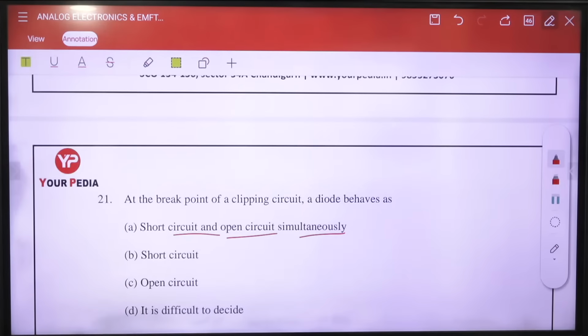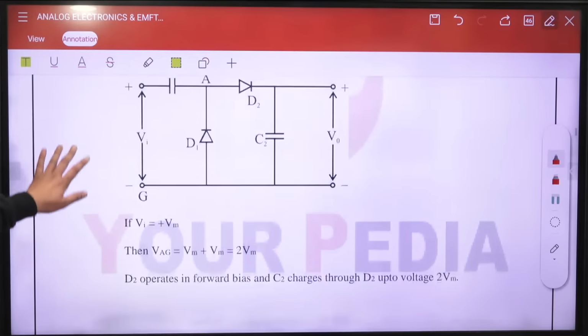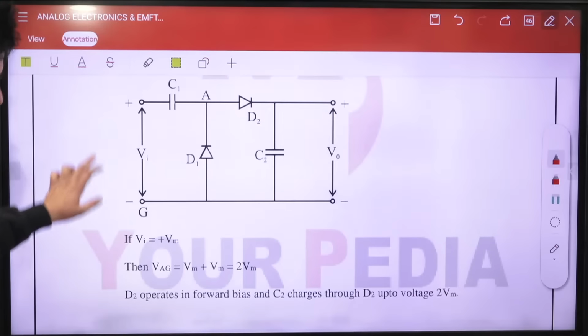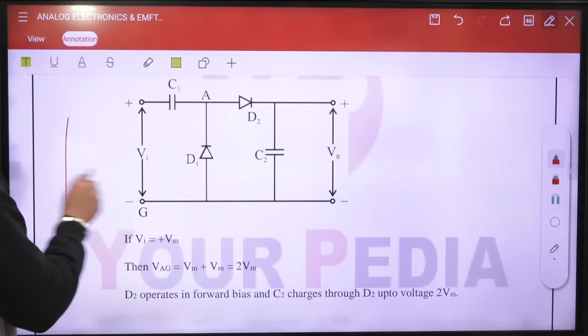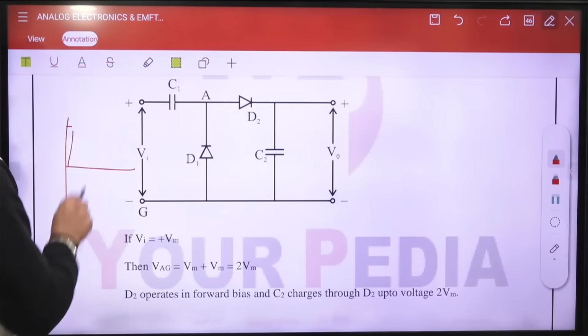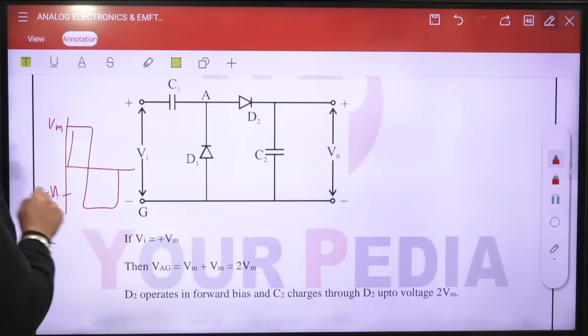Which question do you want me to explain again? Can you please explain question number 20? Okay, go back here. This is basically the basic circuit of a clamper circuit, right? Oh, sorry, voltage doubler. Let's take a square wave like this, right? This is Vm, this is minus Vm.